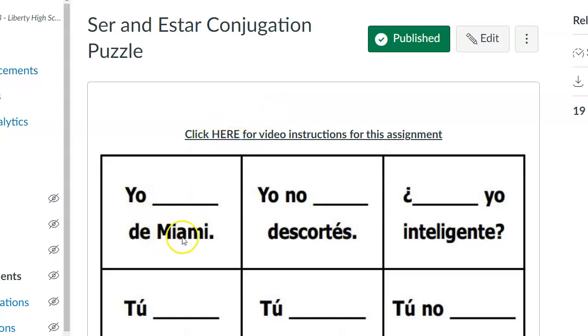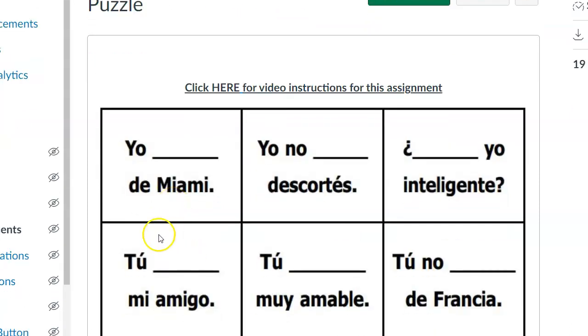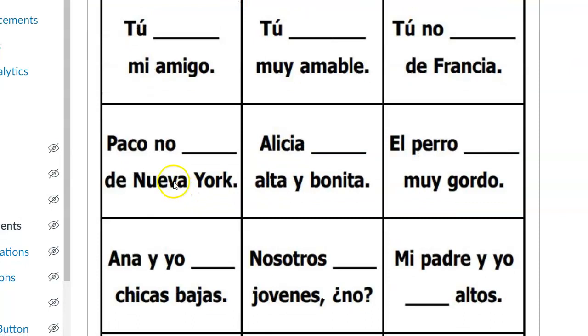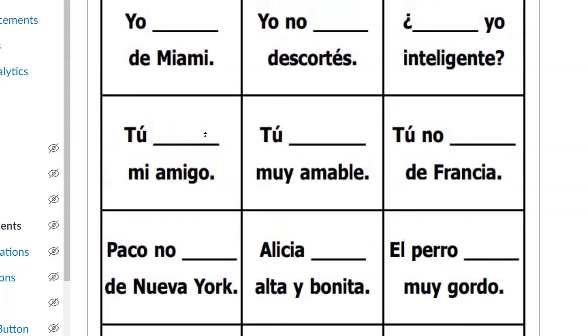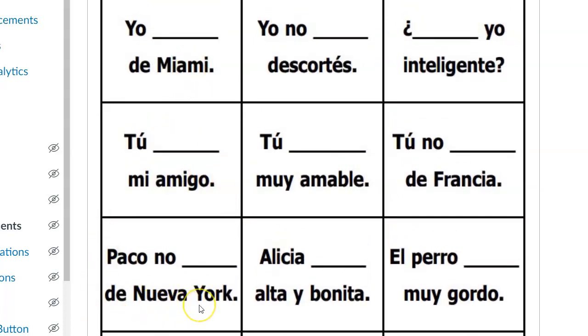Yo soy de Miami. And then this is an example of origin. To say you are my friend, we would say tú eres mi amigo. And this is an example of relation. So I'm going to write relation right here. I'm going to write origin for that first one underneath. One more example. Paco no blank de Nueva York. This is very similar to the first box. We have de and a place. This is referring to origin. Since we're talking about Paco, this would be Paco no es de Nueva York.